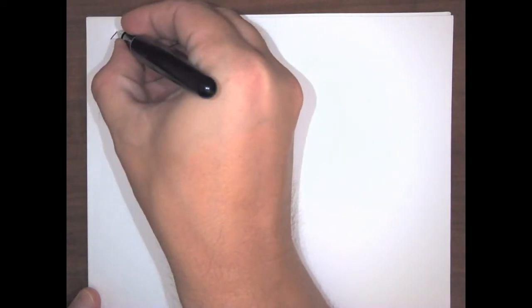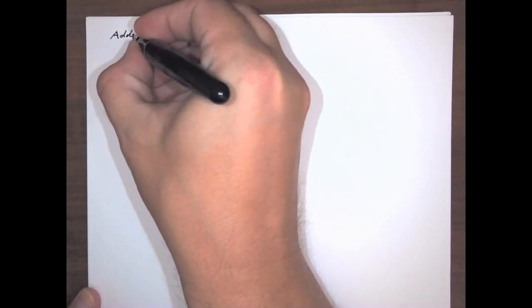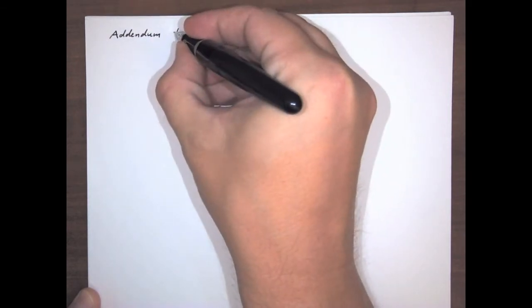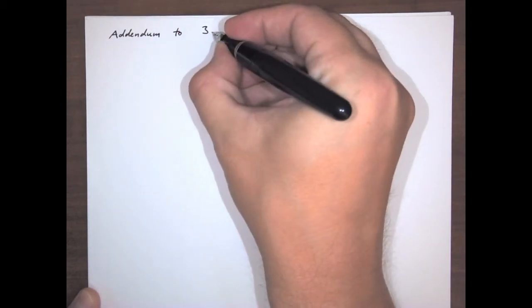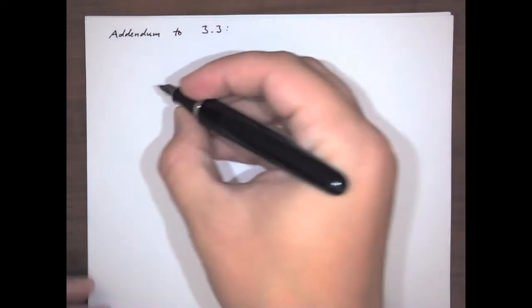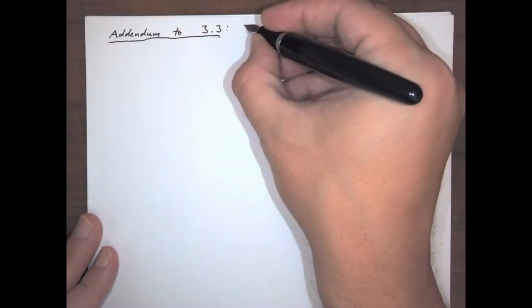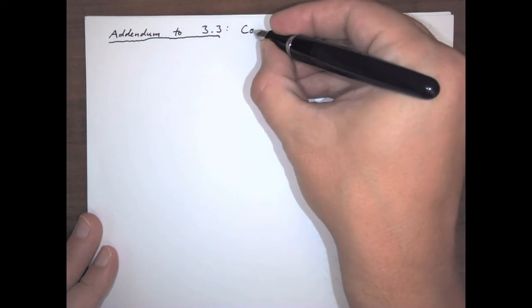What we're going to do now is put a little brief addendum on top of section 3.3. So this is an addendum to section 3.3, and the topic that we are going to cover, which is not covered in your book, but which we are still covering anyway, is concavity.